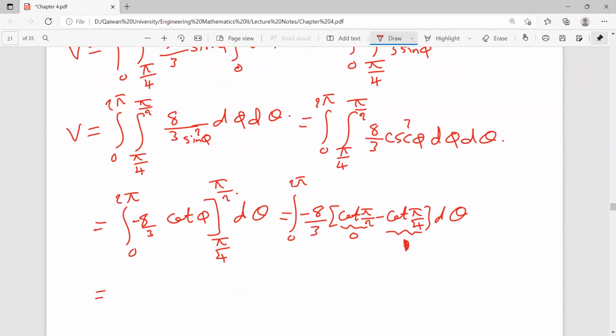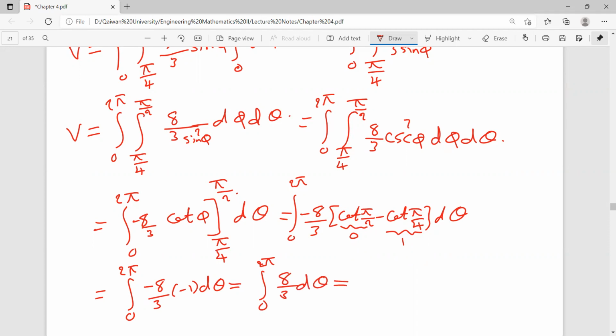And this equals the integration from 0 to 2 pi. We are going to simplify it more. It becomes minus 8 over 3 times minus 1 d theta, because this term is 0 and this is 1. So we get minus 8 over 3 times minus 1 d theta. It equals the integration from 0 to 2 pi of 8 over 3 d theta.